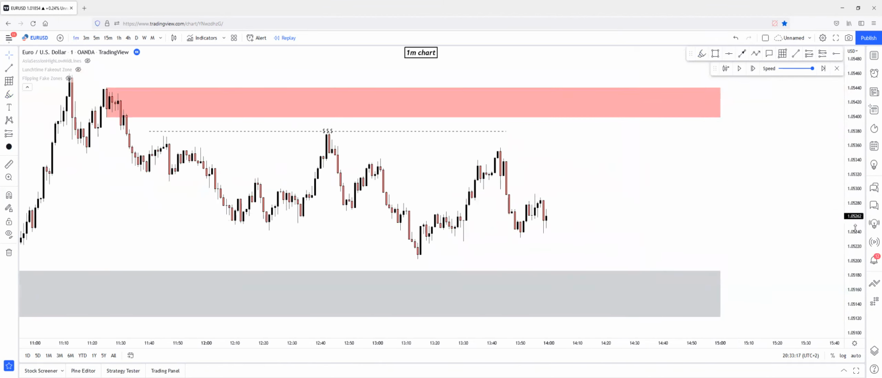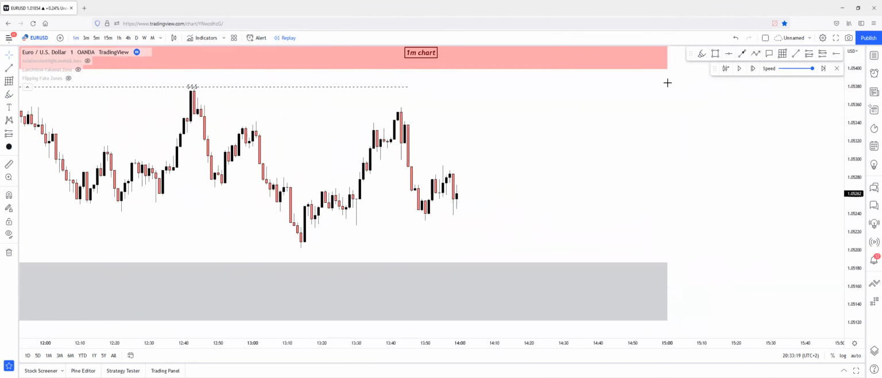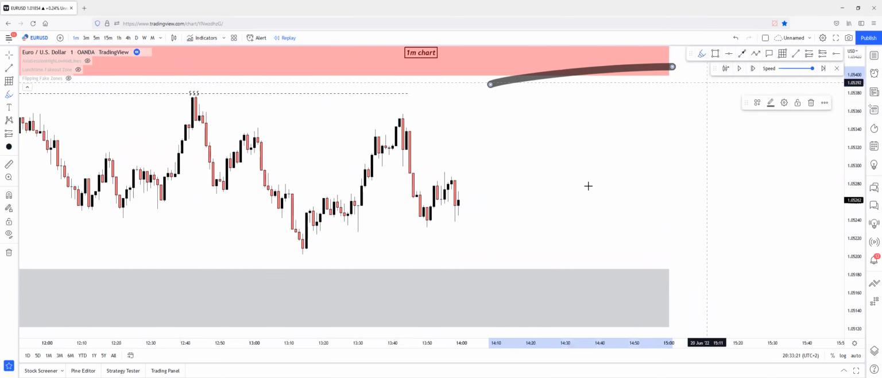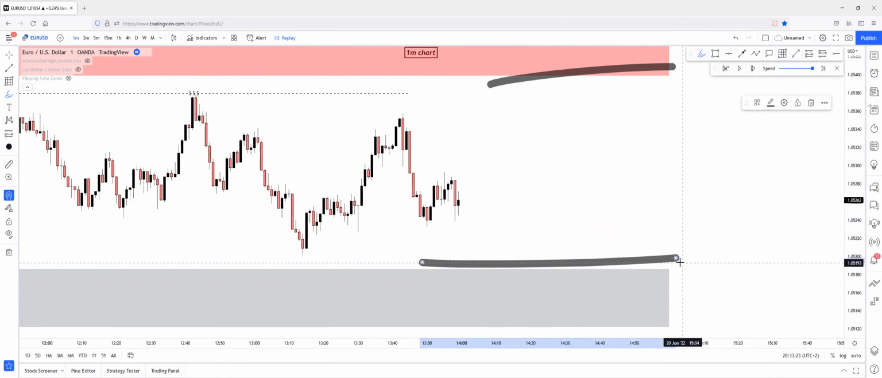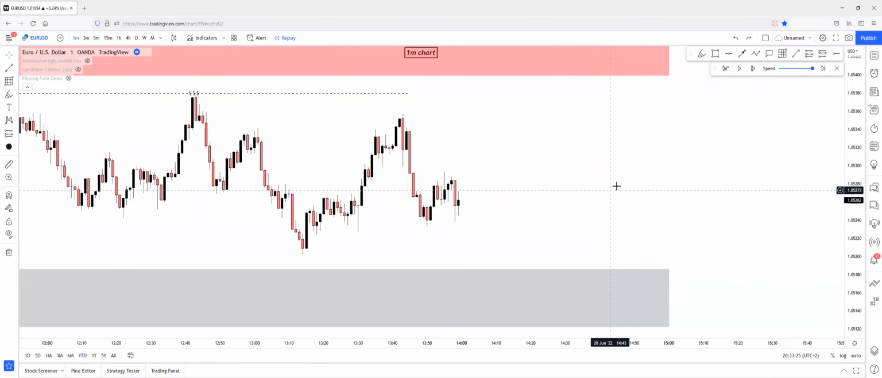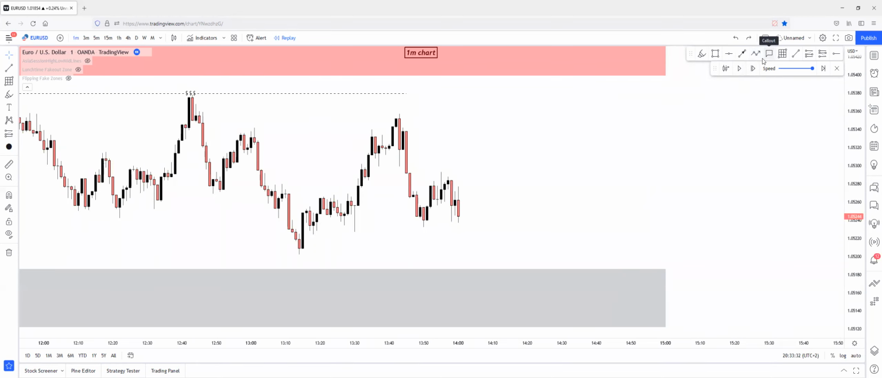Okay, so here we are. We have zones, we have bus stops. This is the first bus stop. This is the second bus stop. We are waiting, patiently waiting, sitting on our hands. Not sitting, because I have to manage the backtesting session, but let's see what happens.